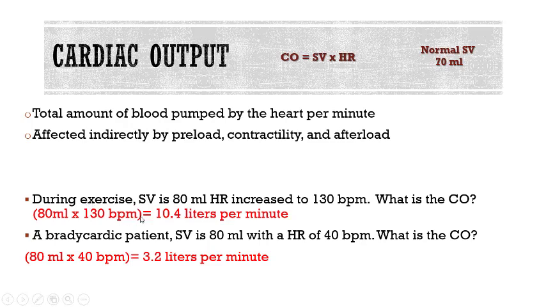So for the first one, you should end up with 10.4 liters per minute. Make sure that you include the liters per minute. And then for the second one, you should end up with 3.2 liters per minute. So you can see how, with the very same stroke volume, your heart rate really does determine how much your cardiac output varies. This is an example of just the variety that you can see. So this drops all the way down to 3.2 with that 40 for the beats per minute.